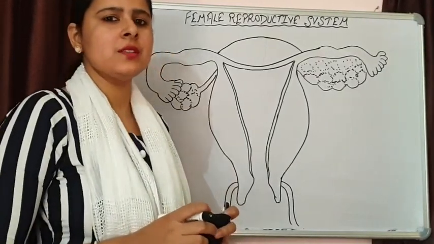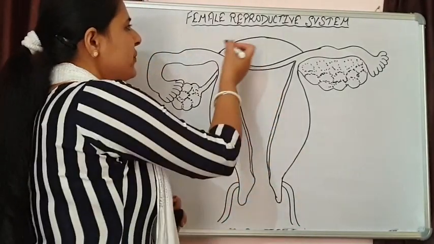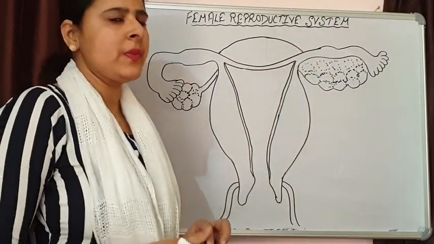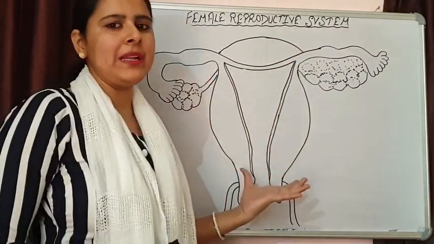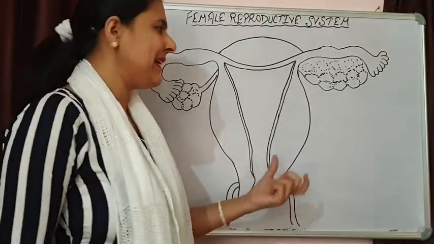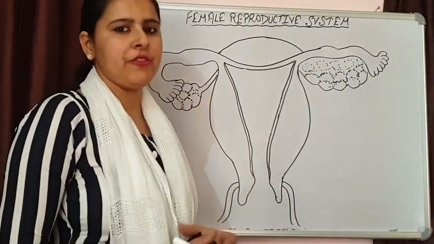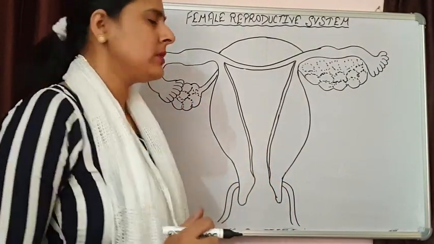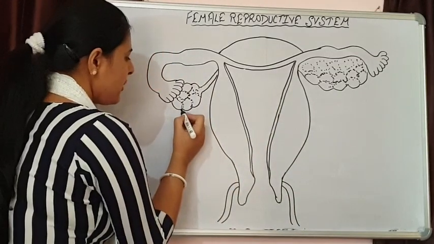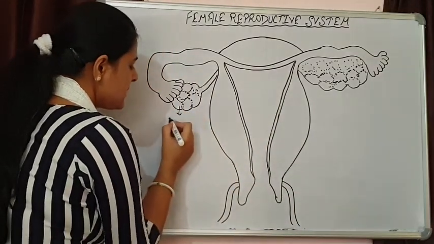Good morning, students. Today we are going to discuss the female reproductive system. I have drawn a diagram of the female reproductive system. So let's go and study each and every part of it. Starting with the first part of the female reproductive system, the ovary.